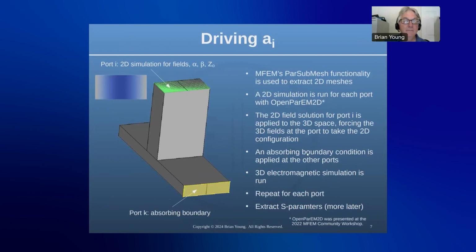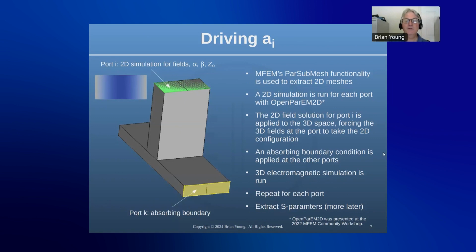Okay, so this is a little bit more about the setup. Suppose you have a 3D space. You define the 2D ports at each place where you want to drive energy and take energy out. The simulator uses FEM's par submesh functionality to extract the 2D meshes at each port. The electromagnetic simulation is solved for the 2D simulation, assuming it's a transmission line, using OpenPAR-EM2D, which is what I presented at the workshop 2 workshops ago.